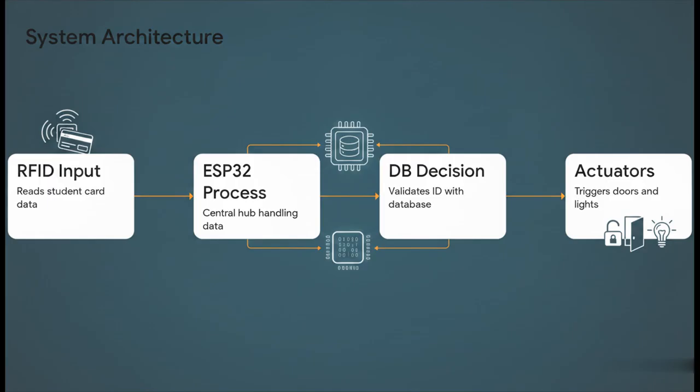It goes on a really strict 4-step journey. First, we get the input from the RFID reader. That data is immediately zipped over for processing via a central microcontroller. Then, the microcontroller makes a split-second decision by checking a database. Finally, based on that decision, it sends an output to the physical actuators, actually doing things like unlocking a door or flicking on a light.